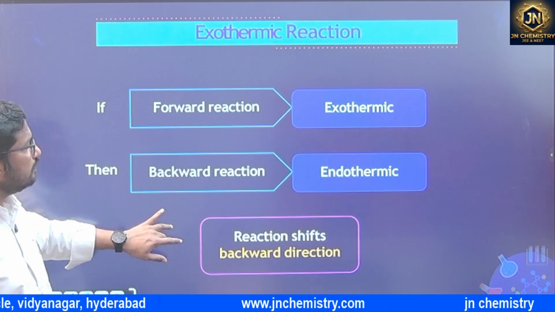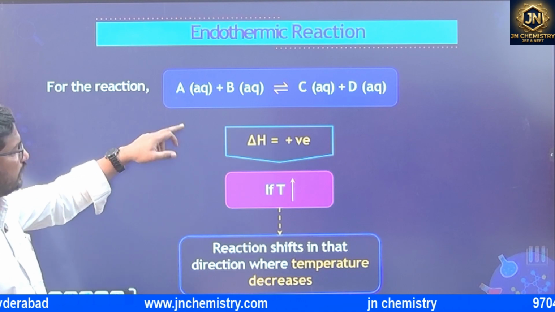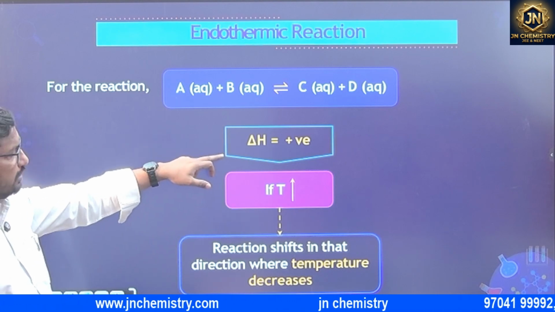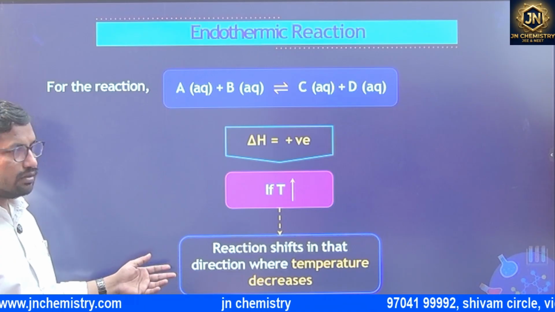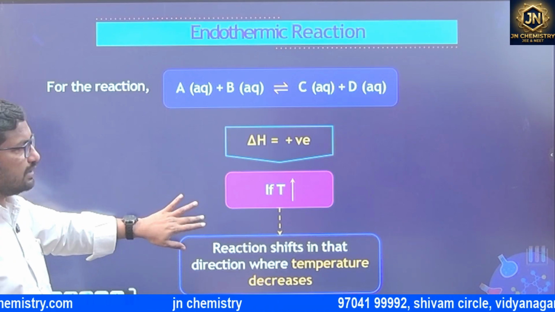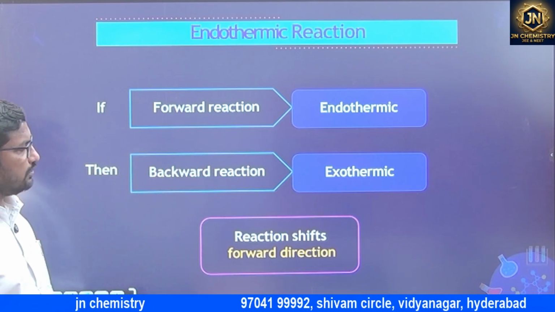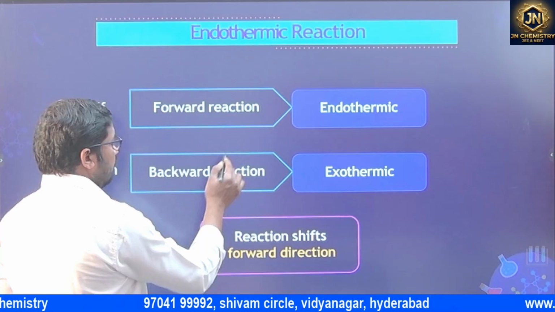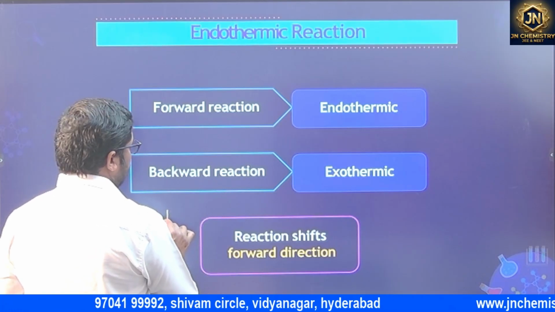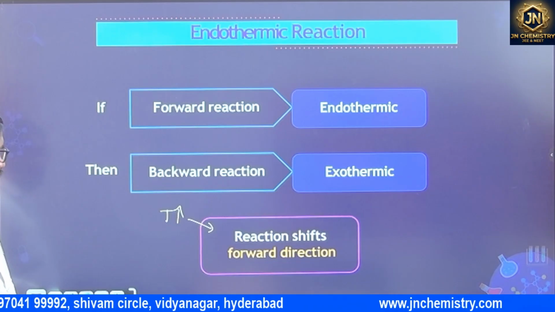Yes or no? In this case, if the forward reaction is endothermic and temperature increases, what exactly happens? The forward reaction takes place. Simple. Forward reaction endothermic, backward reaction exothermic. The reaction shifts to the forward direction. If the forward direction is endothermic and temperature increases, the forward reaction takes place. Simple.